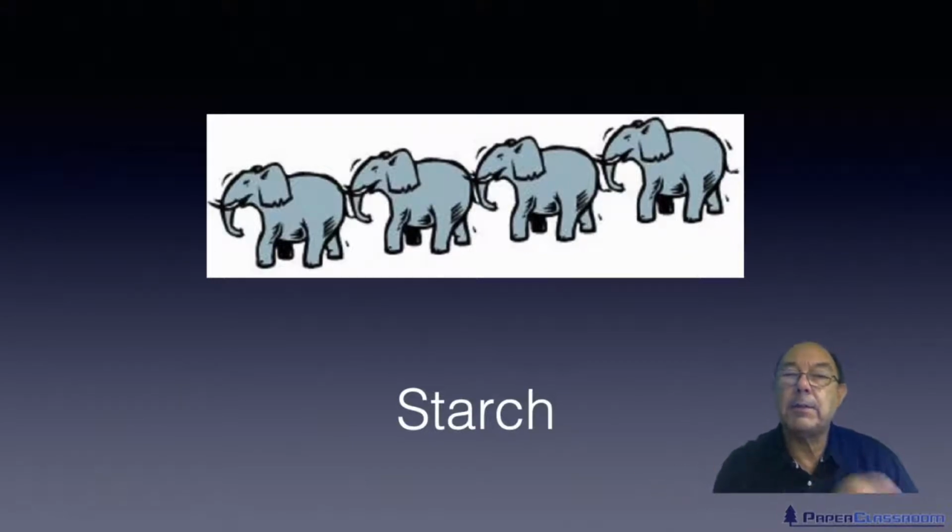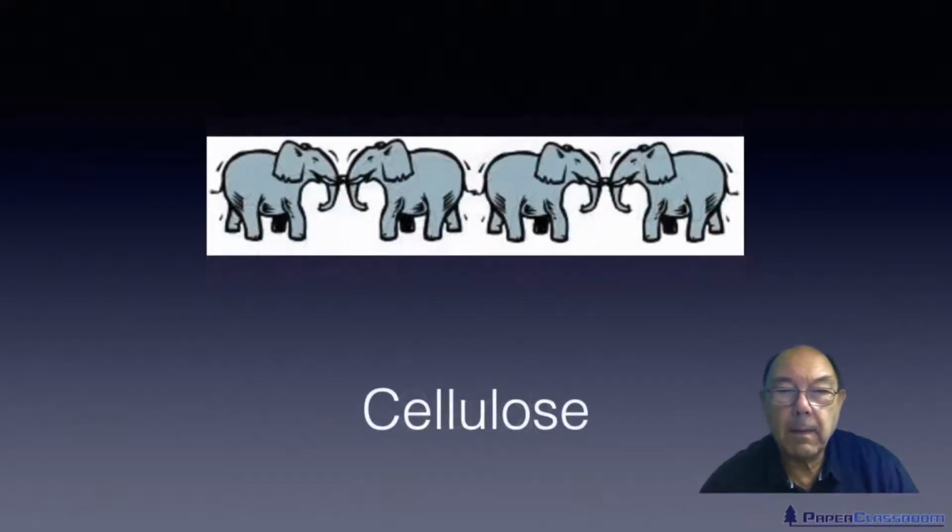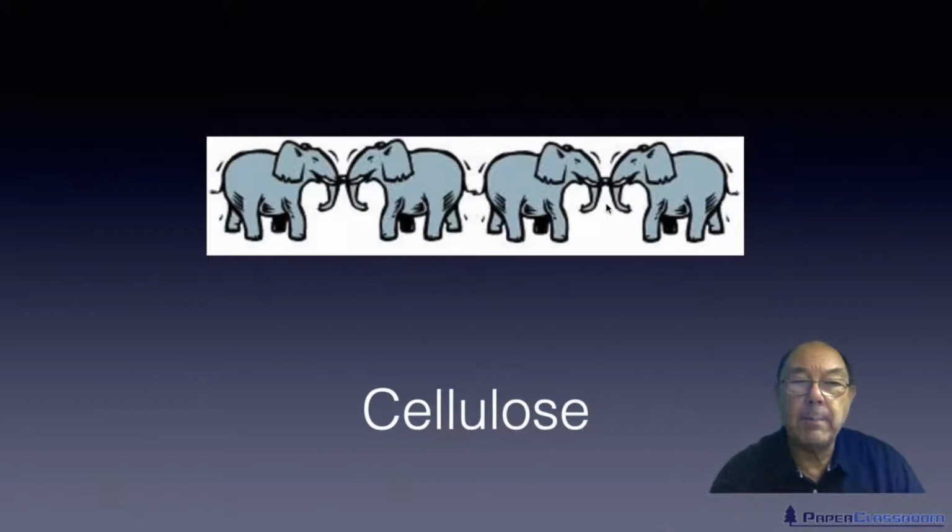Everything in exactly the same way, just like starch is in the same way. And what you never saw in the circus was this, where we flip every elephant around. So these two are holding trunks, these two are holding tails, these two are holding trunks again. So that's like a cellulose molecule. Every alternate one is flipped.